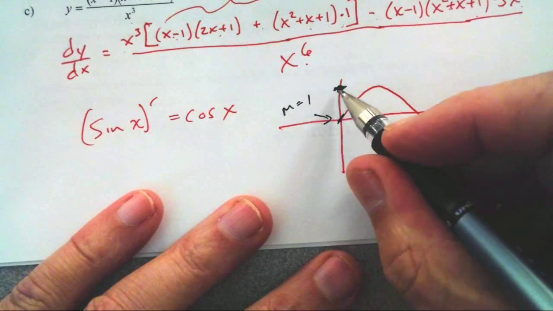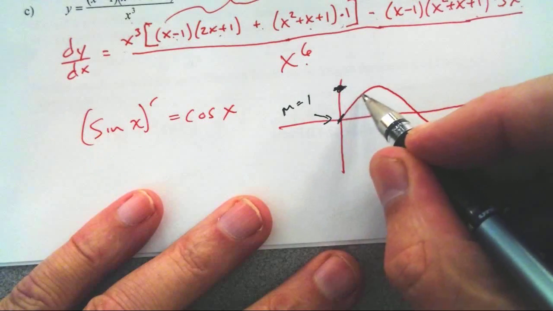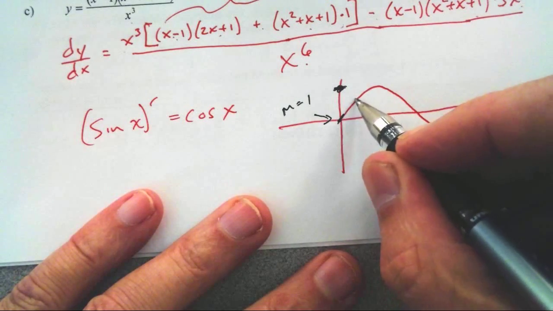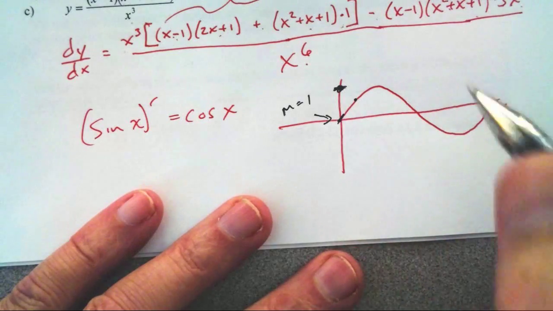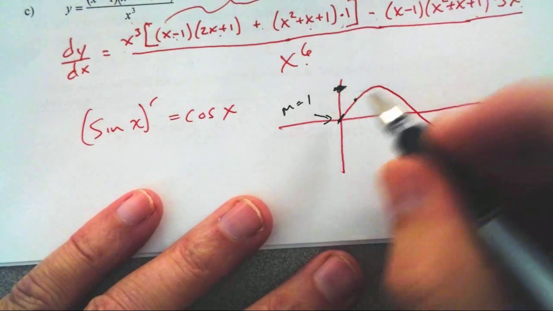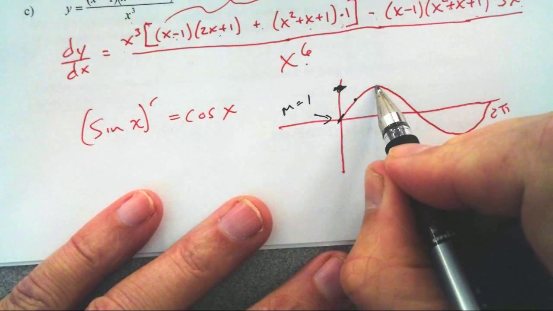And somewhere along the line here, we get to a half. Somewhere in here, we're at a half. And the slope there, I don't know what it is. But I know what the slope is here, right? The slope here is 0, right?